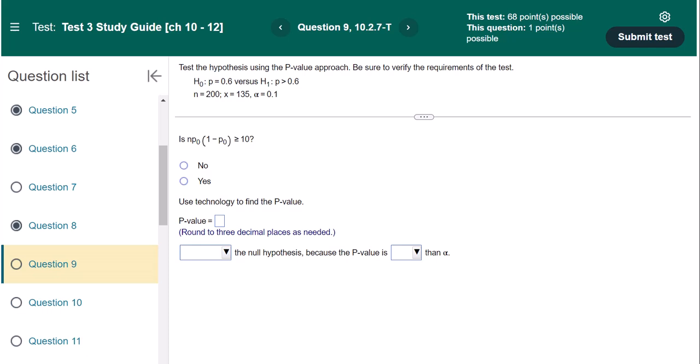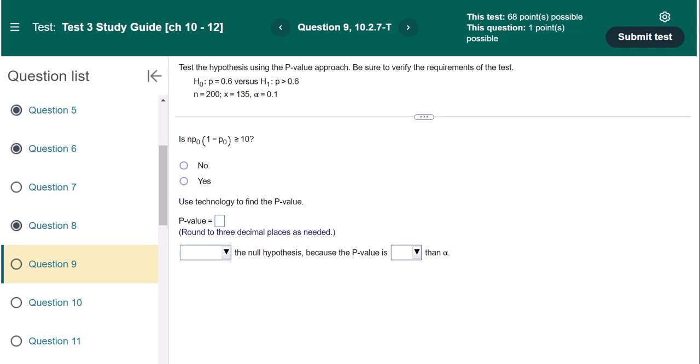Okay, for this one, test the hypothesis using the p-value approach. So first of all, it's asking us to check the conditions of the test. N is 200, P0 you use 0.6. So if you multiply 200 times 0.6 times 1 minus 0.6, would you get a number bigger than 10? Yes, the answer is yes. So the conditions of the test are met.